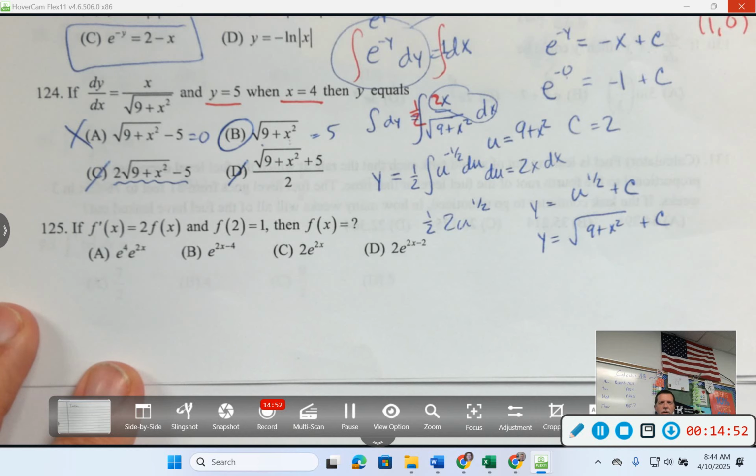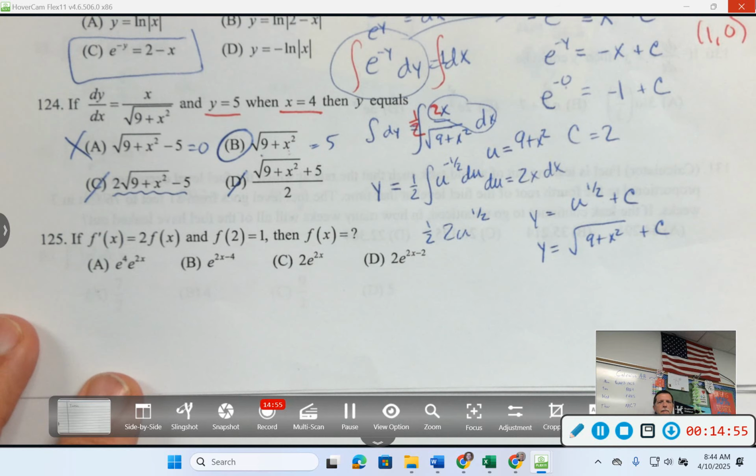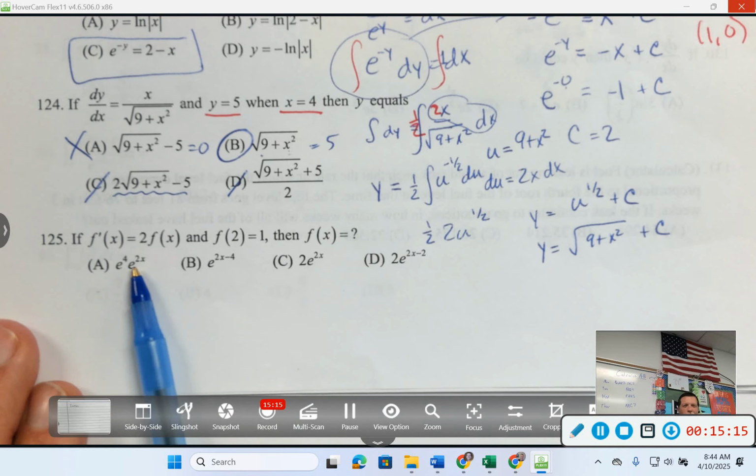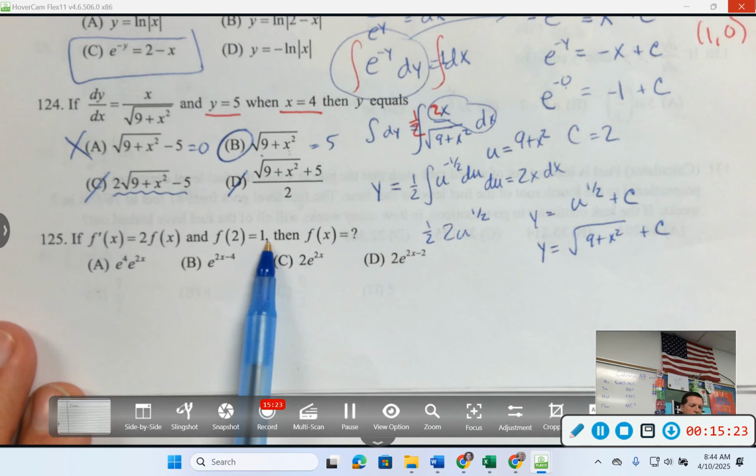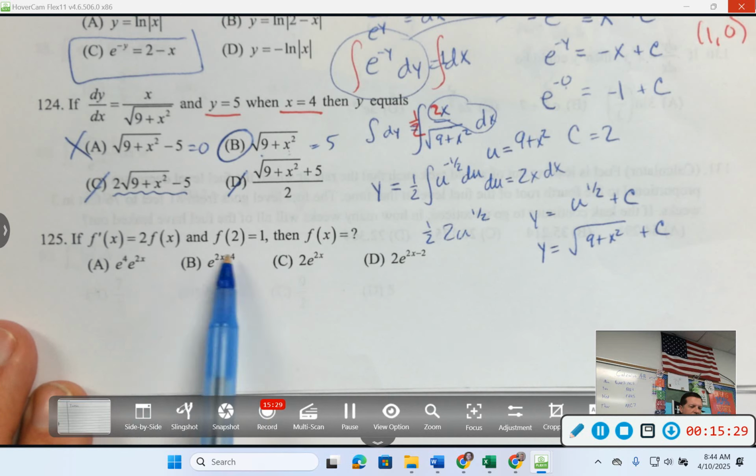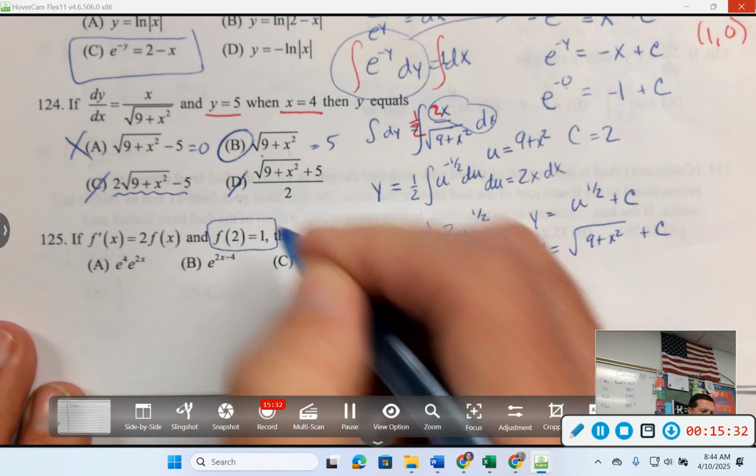All right, 125 looks weird. How do you want to do 125? There's a couple of options. Any thoughts? I could plug all of those in and see which one works. Seems like that might not be the best option though. I could plug in 1, 2 and see who gives me 2 when I plug in 1. Let's do that first. That seems like an easy enough thing to do.